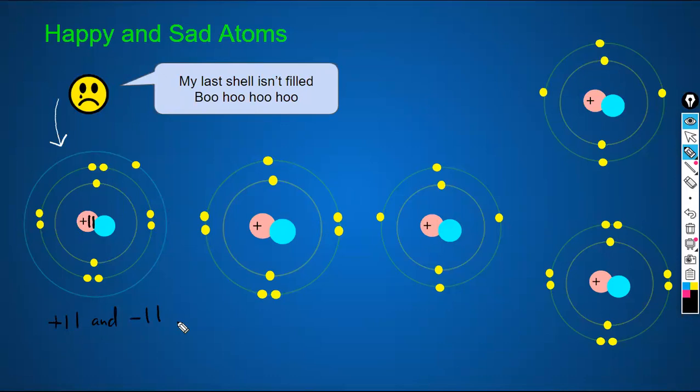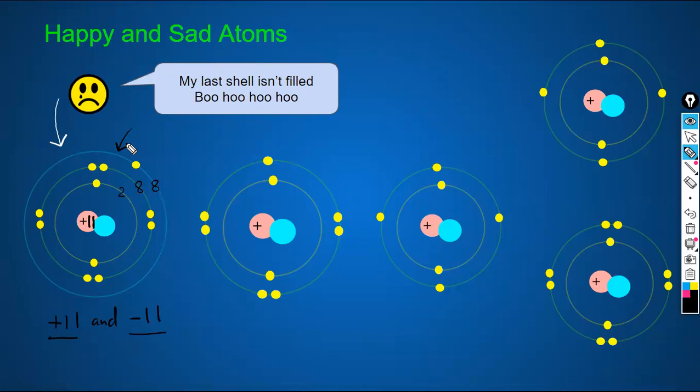For atoms to be happy, being neutral has nothing to do with happiness. I want to get that out of the way one time. A lot of people will say this atom is happy because it has 11 protons and 11 electrons, so they cancel out. That has nothing to do with happiness. Happiness has to do with whether its outer shell is filled. Remember, the first shell can hold 2, and all the other shells can hold up to how many electrons? 8. Always look at the last shell to figure out if an atom is happy or not.